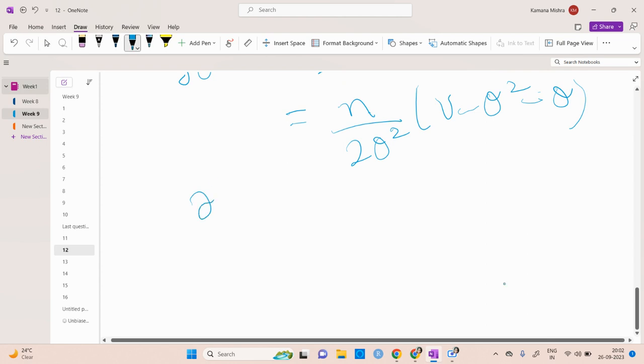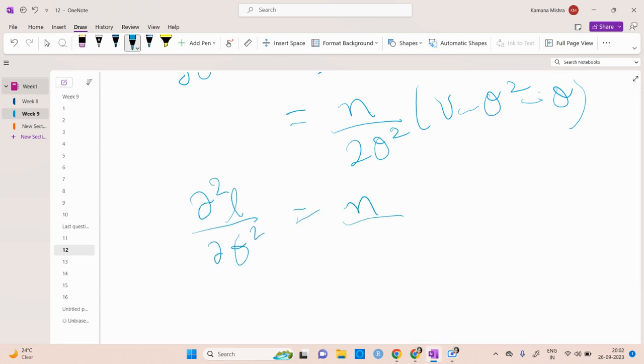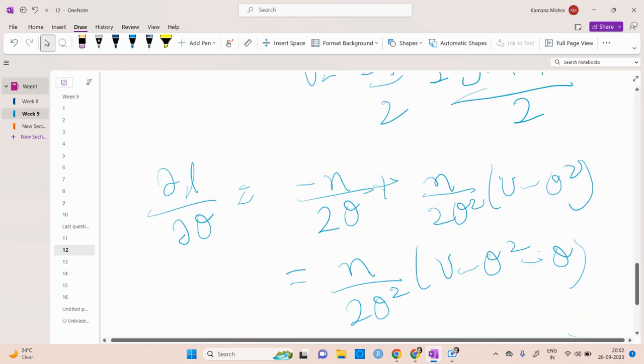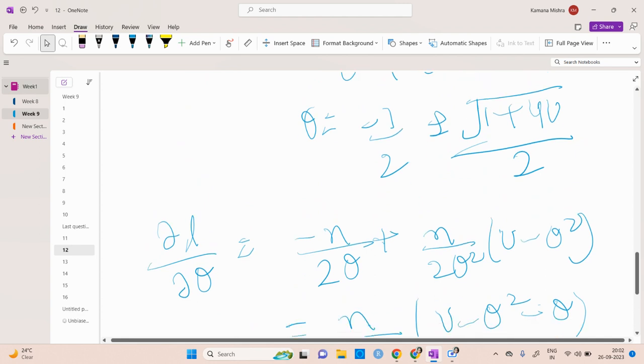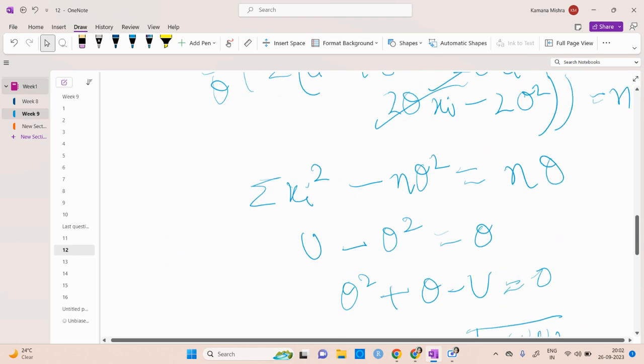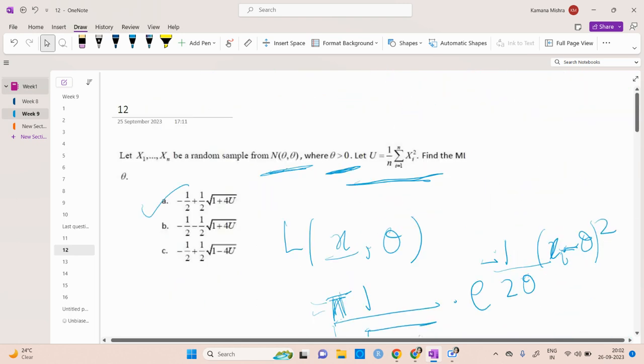So now if we find del 2 by del theta 2, it will be n upon 2 theta square into u minus 2 theta minus 1 minus n upon theta cube into u minus theta square minus theta. So now you need to put the value of theta in terms of u, and then you can find whether it is less than zero or not. So on the basis of this, this will be the answer.